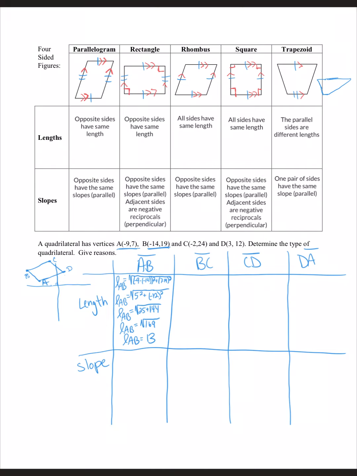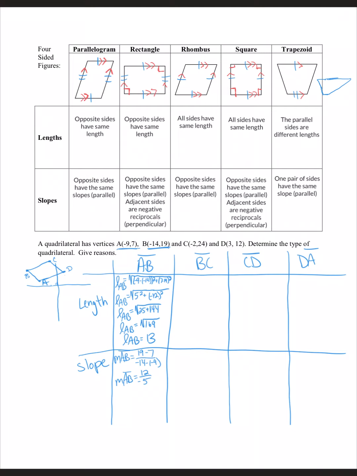Okay, so we know the length of that side. Let's work to find our slope. So the change in my y, so my y's are going to be 19 minus 7 all over -14 minus -9. So 19 minus 7 is going to be 12. -14 minus a minus, we're going to have a plus. So that's going to be -14 plus 9 is -5. All right, so we know the slope is -12/5, and our side length AB is 13.